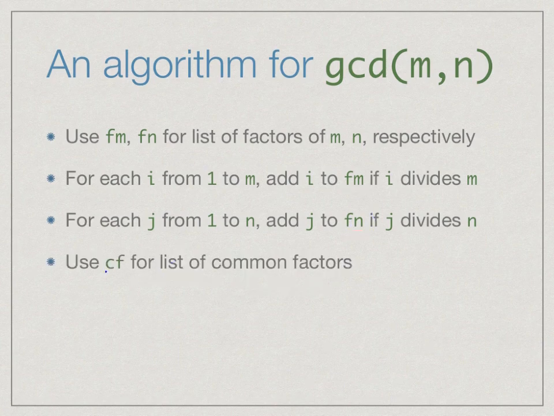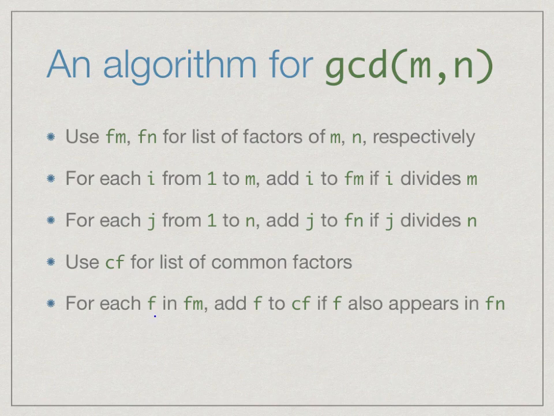Now we want to compute the list of common factors, which we will call cf. So for every f that is a factor of the first number, remember in our case it was 14, so we ran through 1, 2, 7 and 14, right? For each f in this list, we add f to the list of common factors if it also appears in the other list. In the other list, if you remember, it was 1, 3, 7, 9, 21 and 63. So we compare f with this list, and if we find it, we add it to cf.